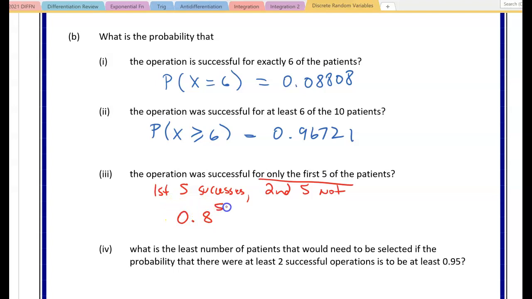So it's those first 5, 0.8 times 0.8 times 0.8 times 0.8, so 5 of them. And that's multiplied by 5 unsuccessful in a row as well. So if we work that out, I'm getting 0.0010, and probably a few more decimals would have been good there.